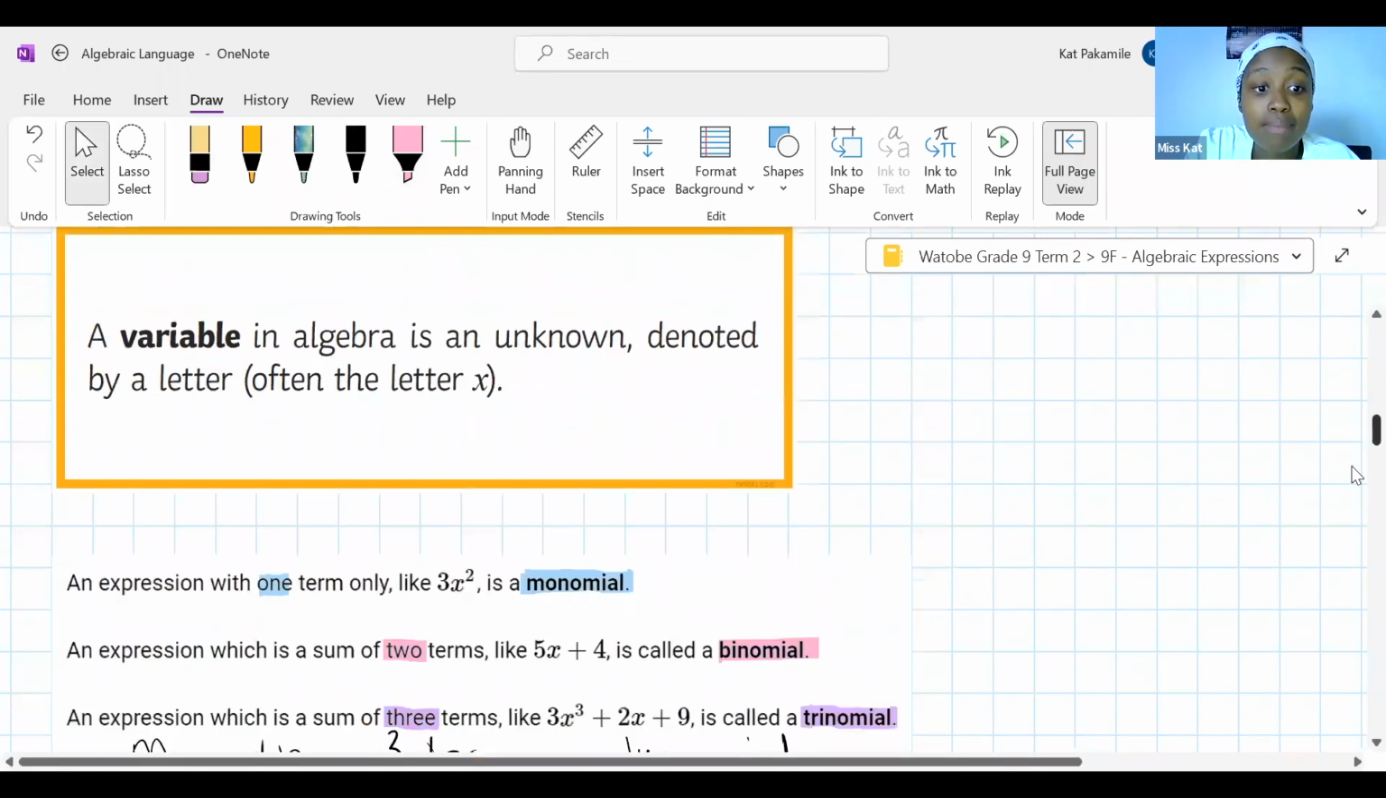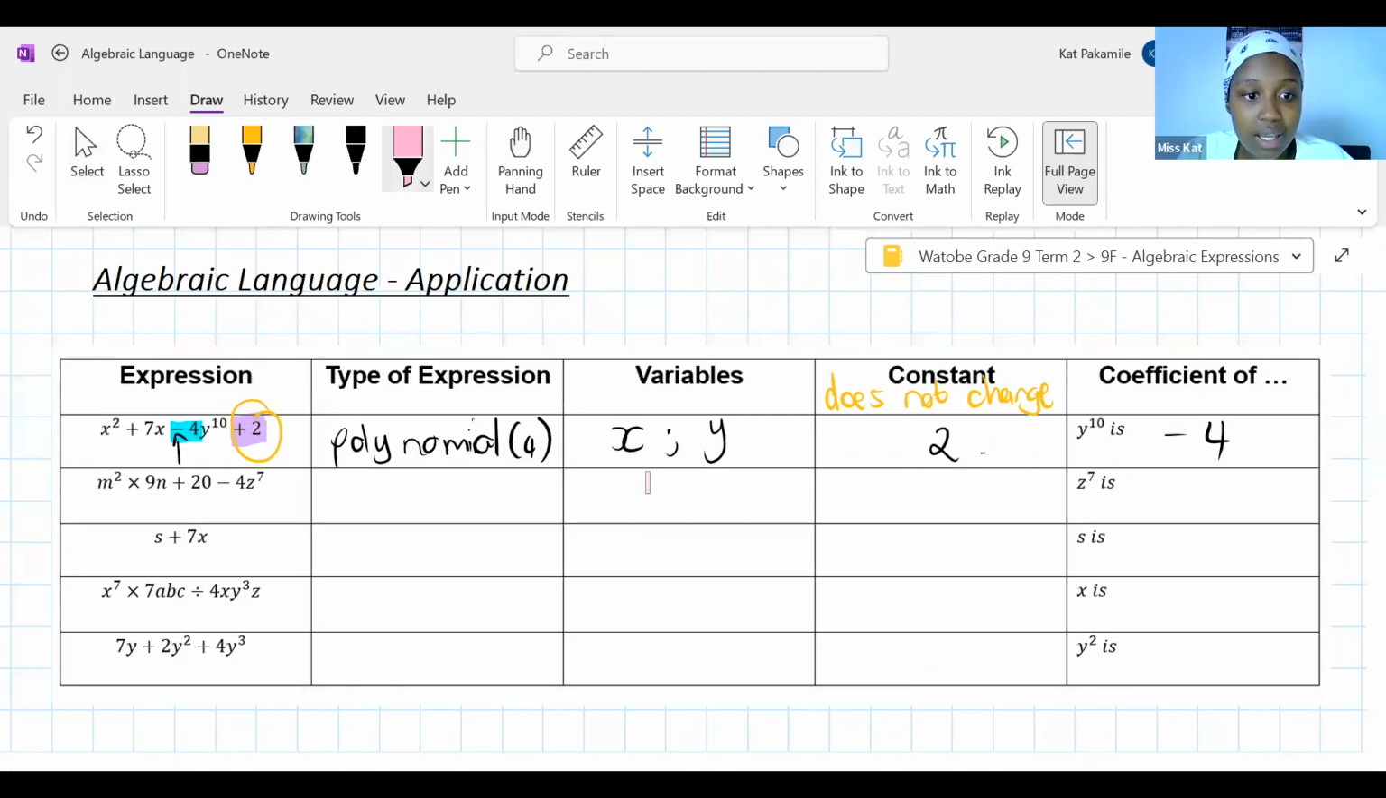Pluses and minuses. So only pluses and minuses can separate terms. We have a plus there, that's a separation. We have a minus there, that's a separation. So check again, how many terms do we have here? 1, 2, 3, ma'am. Don't be tricked by this multiplication. Remember, multiplication does not separate terms. So actually, this whole thing over here, this m squared times 9n, is just one term. So it's 1, 2, 3. So we have 3 terms. So what type of expression do we have here?